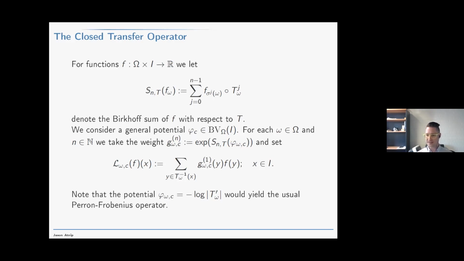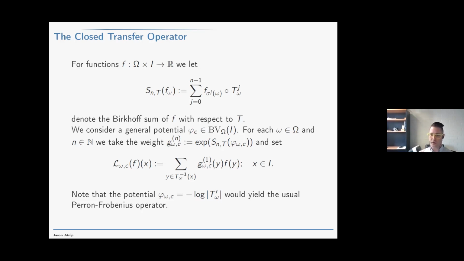We'll let phi_c be some function in BV. And here the subscript c, and throughout, whenever you see a little subscript c, that's going to denote the closed system. Okay, that is the system without holes. All right, so we take a general potential phi_c, and we can define our general weight, g_omega_c, to be the exp of the Birkhoff sum. And then our transfer operator is defined in the usual way, it's just the sum over the inverse images of this weight function times our function f.